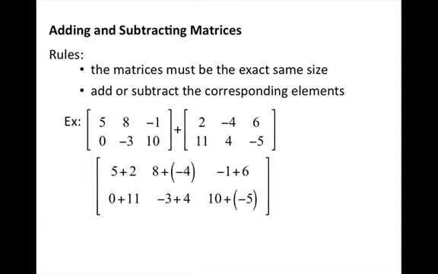After I add these, I keep my answers in that same position. So my sum of these two matrices gives me 7, 4, and 5 for row 1, and 11, 1, and 5 for row 2.